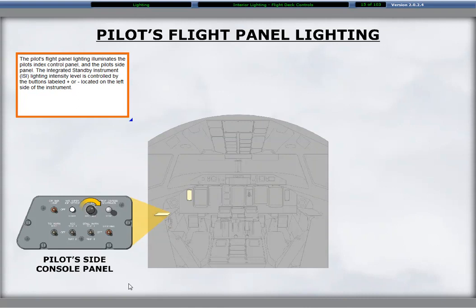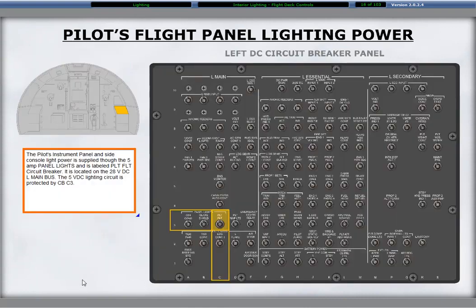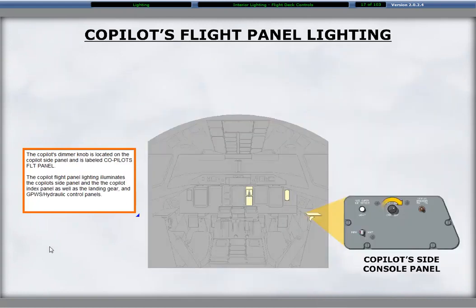The pilot's instrument panel and side console light power is supplied through the 5 amp panel lights circuit breaker and is labeled Pilot Flight Circuit Breaker. It is located on the 28 volts DC left main bus. The 5 volts DC lighting circuit is protected by circuit breaker C3. The co-pilot's dimmer knob is located on the co-pilot side panel and is labeled Co-pilot's Flight Panel. The co-pilot flight panel lighting illuminates the co-pilot side panel and the co-pilot index panel as well as the landing gear and GPWS hydraulic control panels.